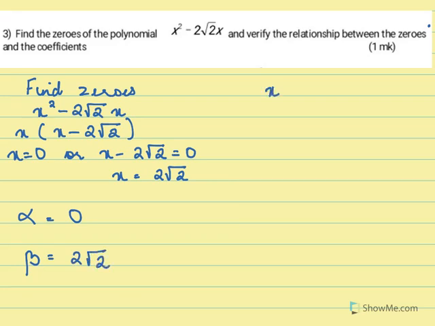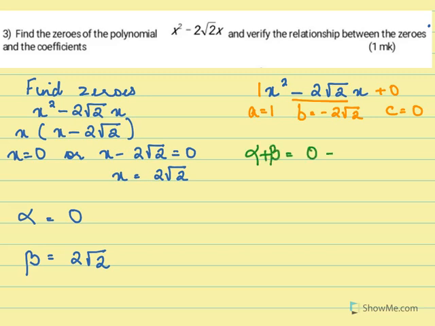Next step, we got to identify the coefficients. So we have x square minus 2 root 2x. So if you see here, this is our a. A is equal to 1. The b is coefficient of x, which is minus 2 root 2. And there is no c, plus 0. So the c is equal to 0. To find the relationship, we have to find what is alpha plus beta. Alpha plus beta, 0 plus 2 root 2. So alpha plus beta is 2 root 2.